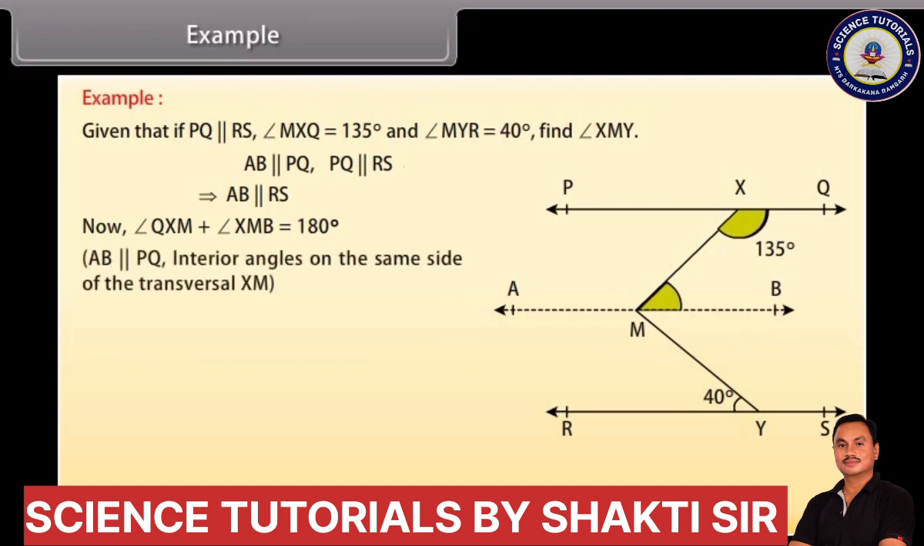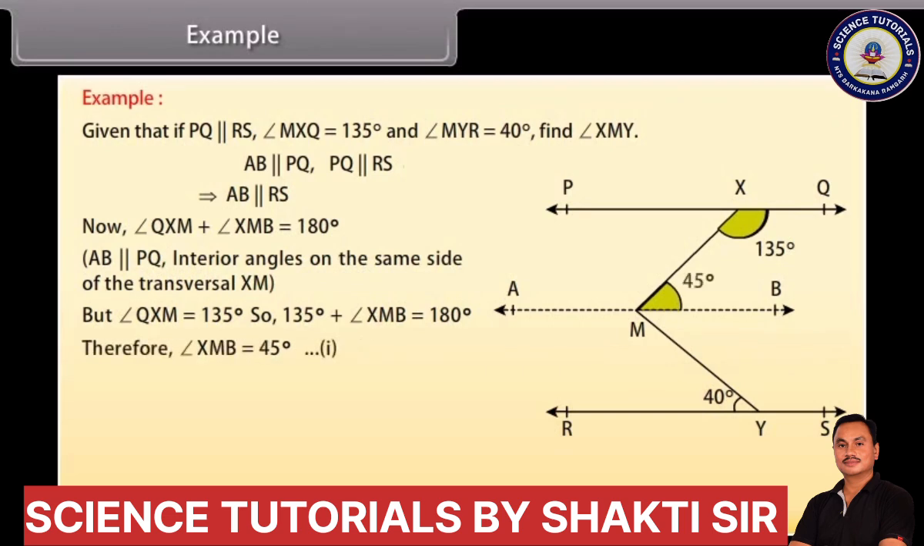AB is parallel to PQ, so interior angles on the same side of the transversal XM are supplementary. But angle QXM is equal to 135 degrees, so 135 degrees plus angle XMB is equal to 180 degrees. Therefore, angle XMB is equal to 45 degrees.